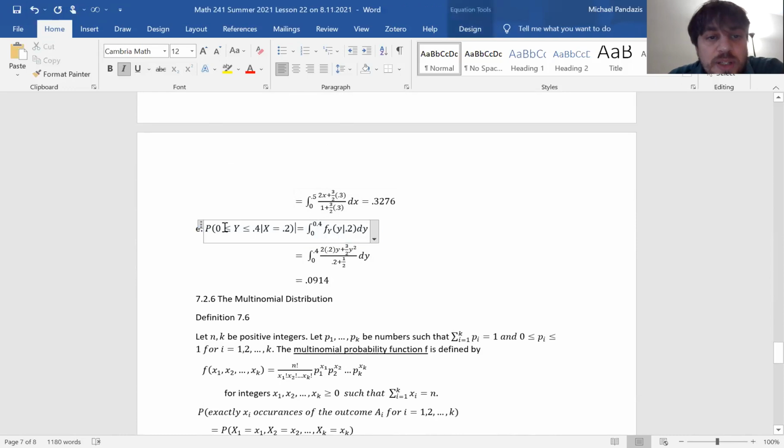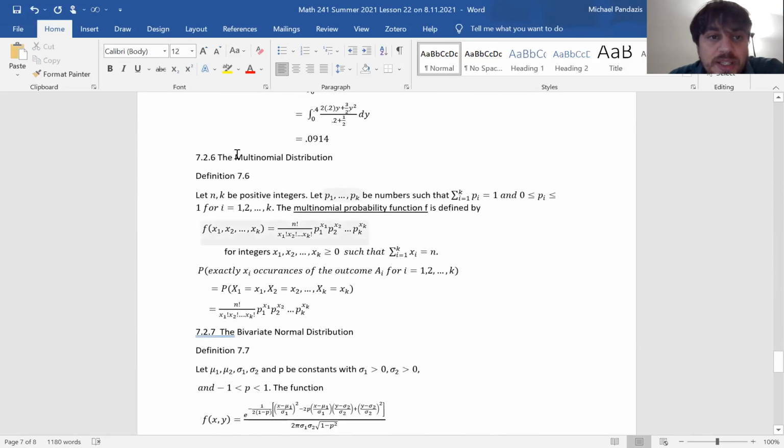The probability that y is between 0 and 0.4 and x equals 0.2 is now integrating this. Similarly, because y is going from 0 to 0.4, 0.2 is fixed as a value of x. You plug in the expression for f sub y of y given x, except you plug in x equals 0.2. And then you integrate that with respect to y from 0 to 0.4. Then you get 0.0914. Okay.